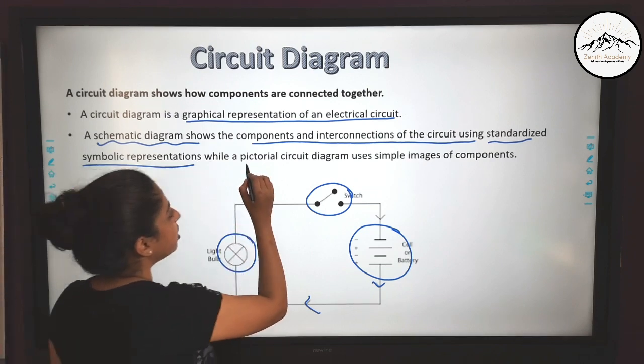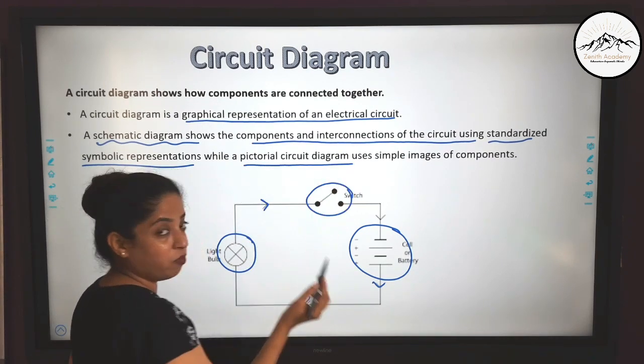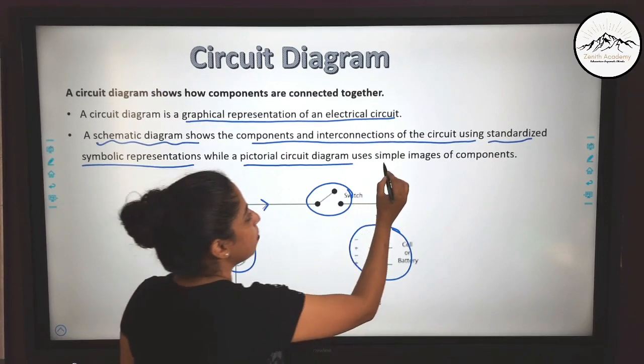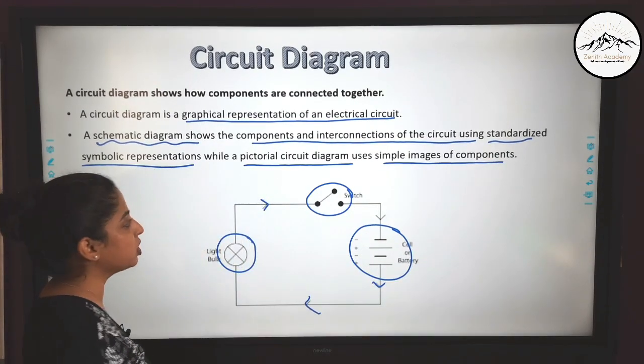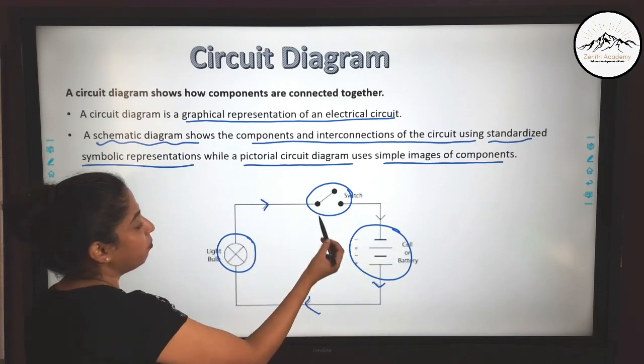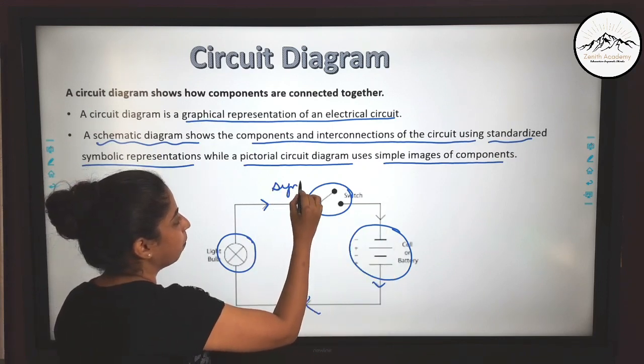Now there is also a pictorial circuit diagram which we saw earlier. It uses simple images of components, whereas the schematic circuit diagram uses the symbols.